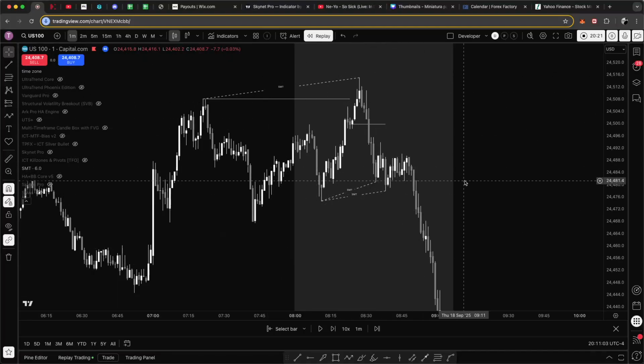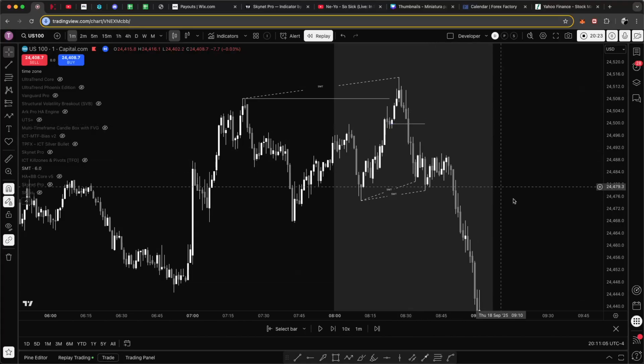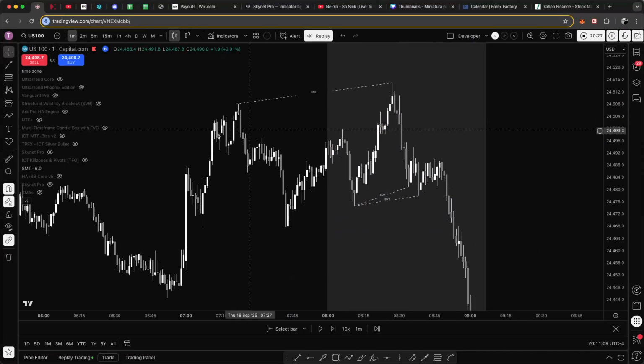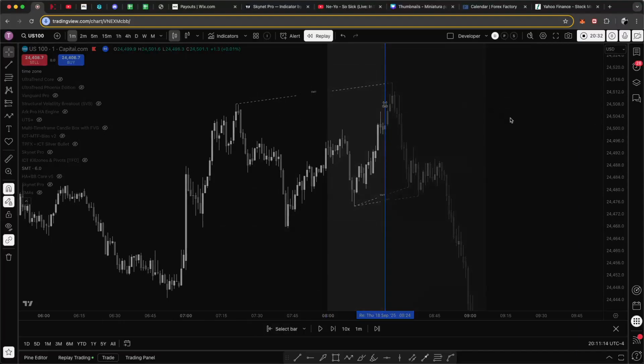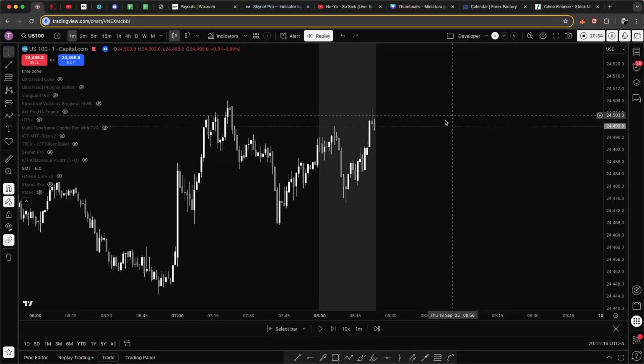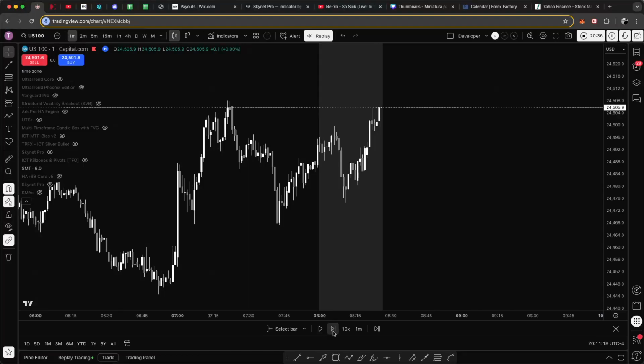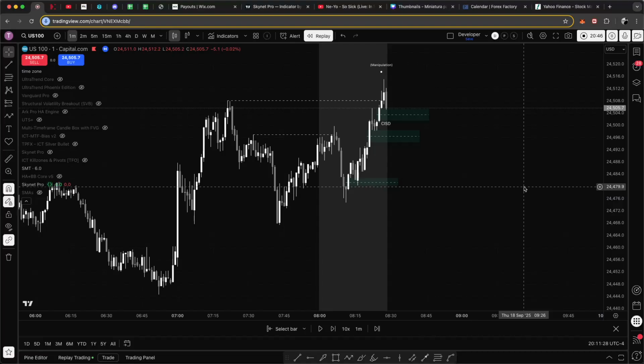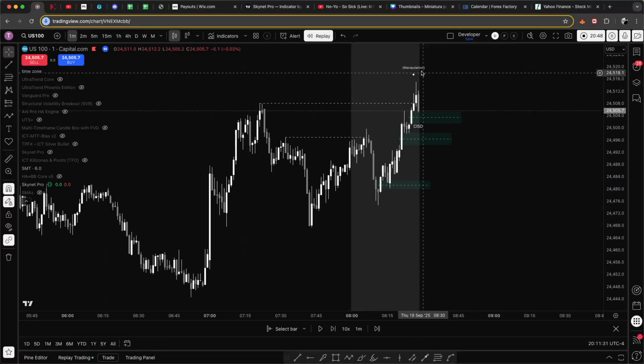So now let's try to combine this as a final explanation. What would have happened? This is the divergence, right? This is the moment that the price actually sweeps liquidity. So I'm going to bring my Skynet Pro ICT indicator onto the chart right there. There we go. So you see the indicator is detecting manipulation.